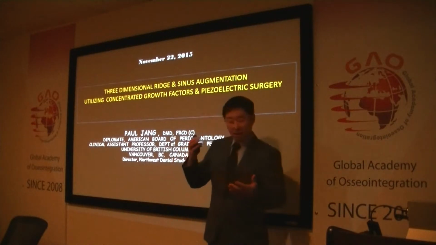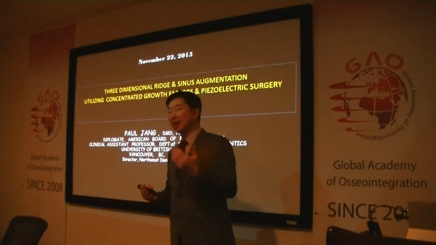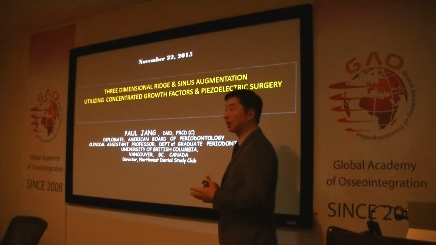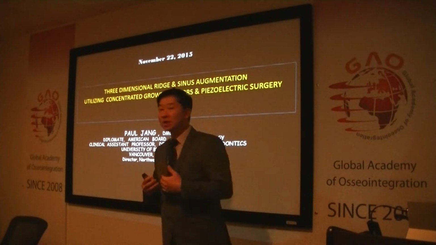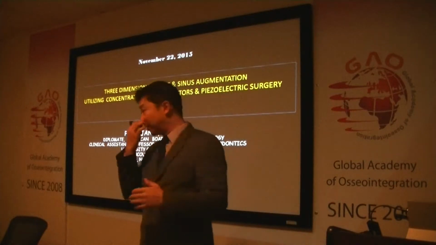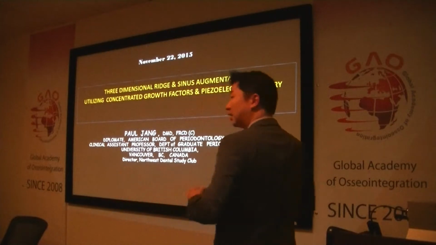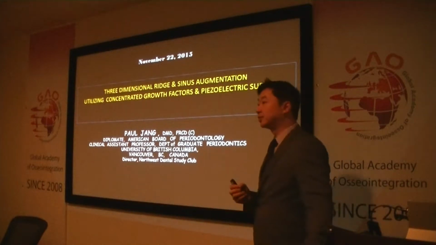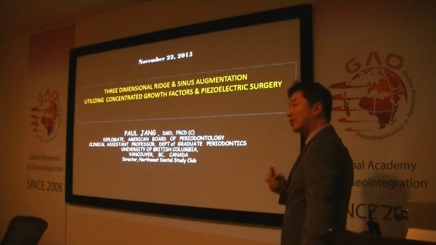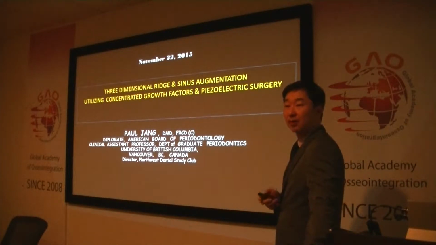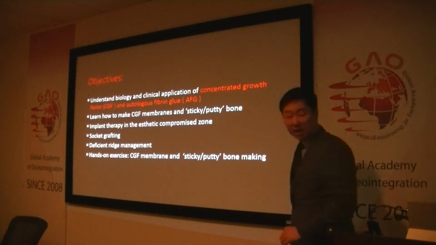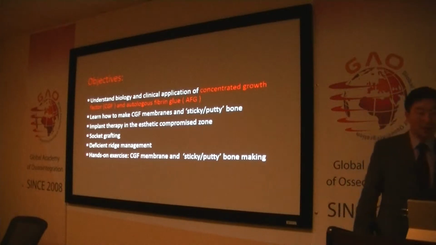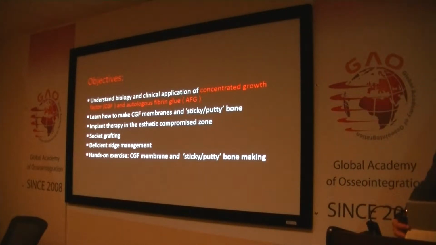How can I use it in mixing bone? How can I use it in socket grafting? How can I use it in the sinus? How can I use it in a deficient ridge? So what I want to do is cover a bit of the background and the science behind it, what's in it and why it works. But I also want to tell you how we can apply it in everyday cases that we see in our office.